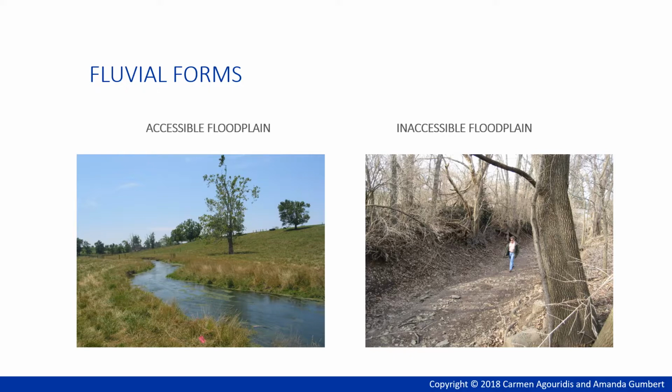The photo on the left shows that the stream is well connected to its floodplain. The banks show no signs of erosion. The lack of erosion is due to vegetation and lower shear stress.